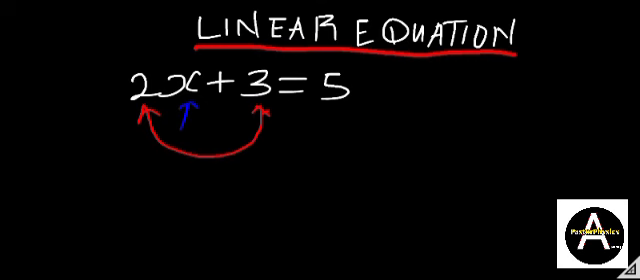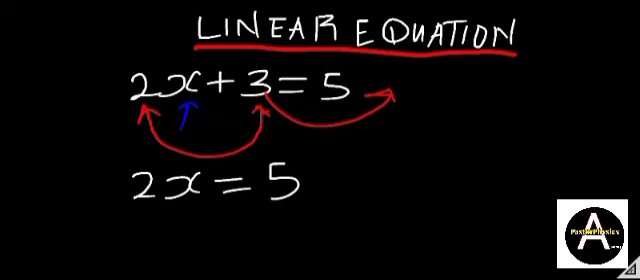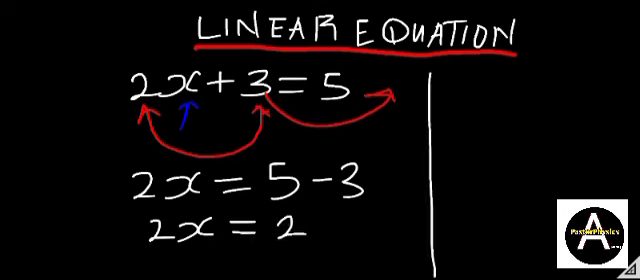And first of all, we start from the number that is farther from x, and that is 3. So first of all, we remove this 3 to the other side. When 3 goes to the other side, there is nothing here again. Here becomes 5, and when plus 3 goes to the other side, it becomes minus 3. So 2x is equal to 5 minus 3, which is equal to 2, right? Now we are done removing 3 from this side.